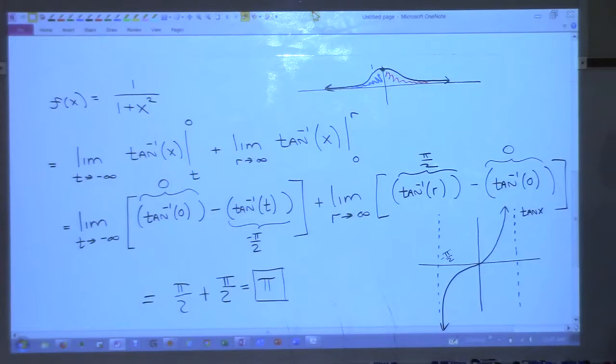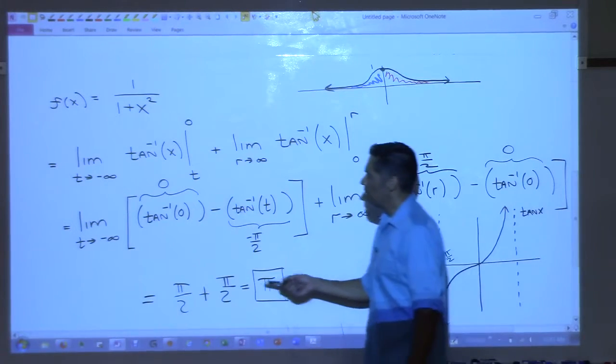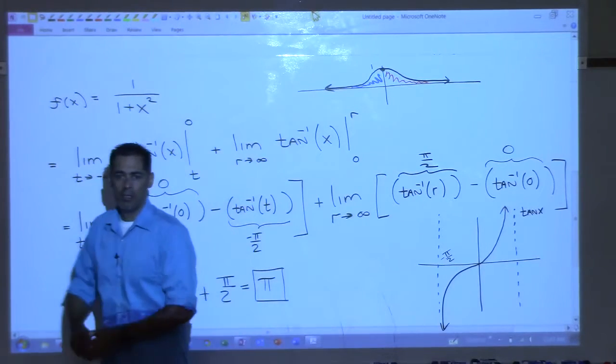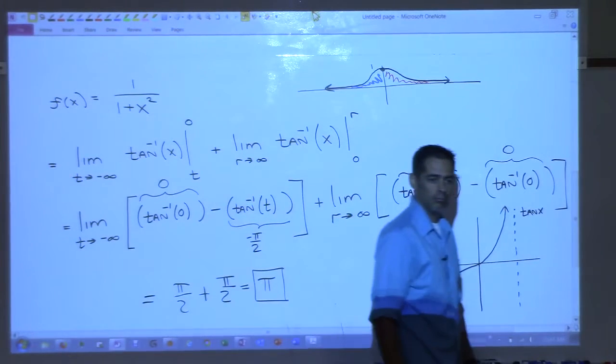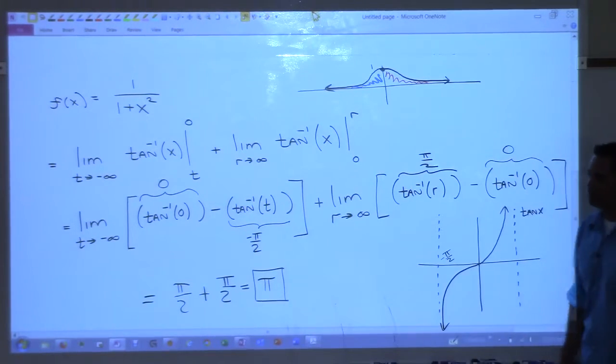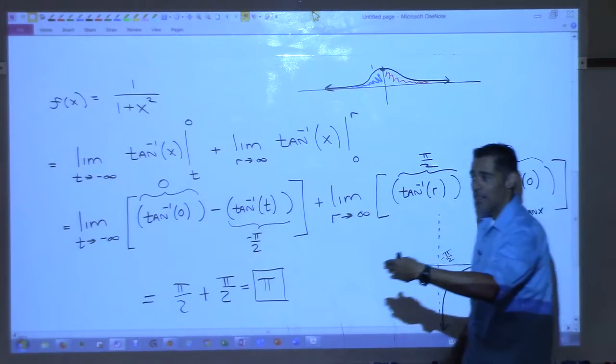So the area underneath this function on the entire number line is pi. So if anyone ever asks you what pi is, right?